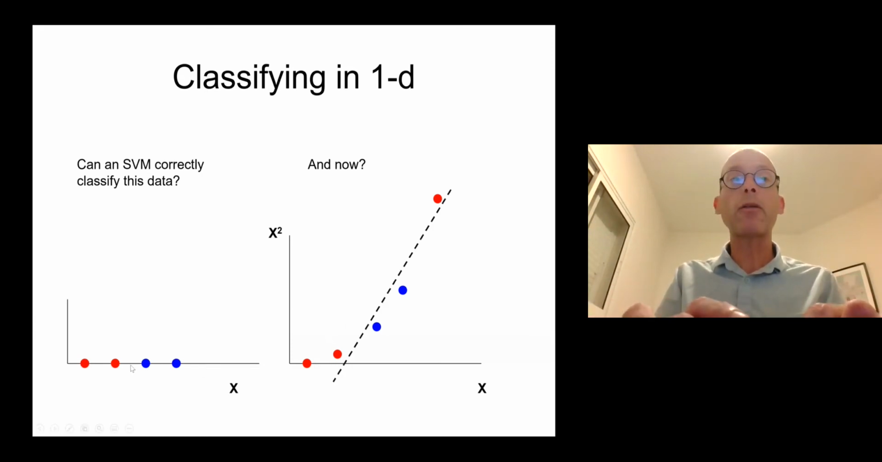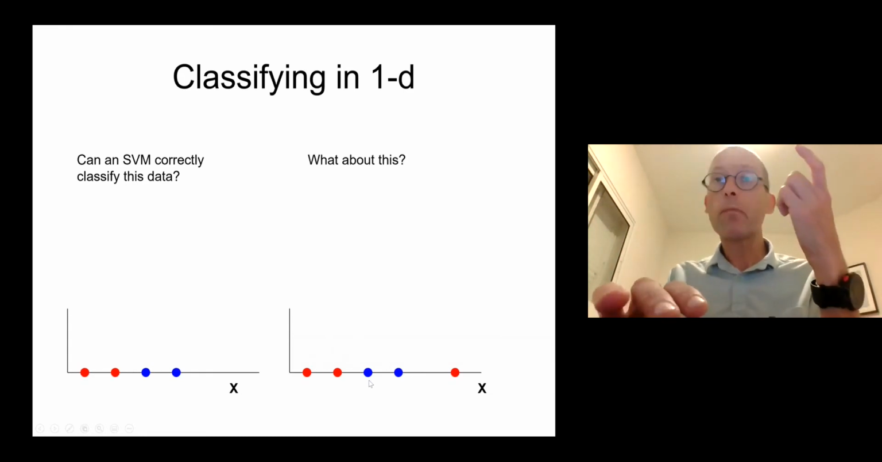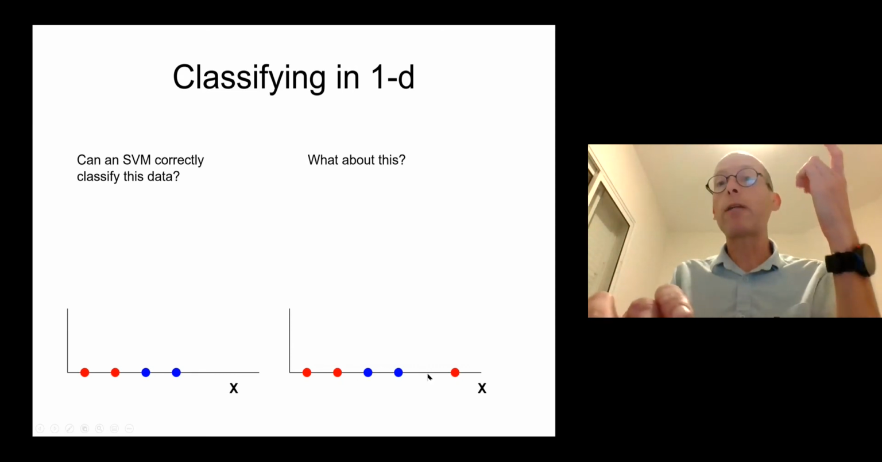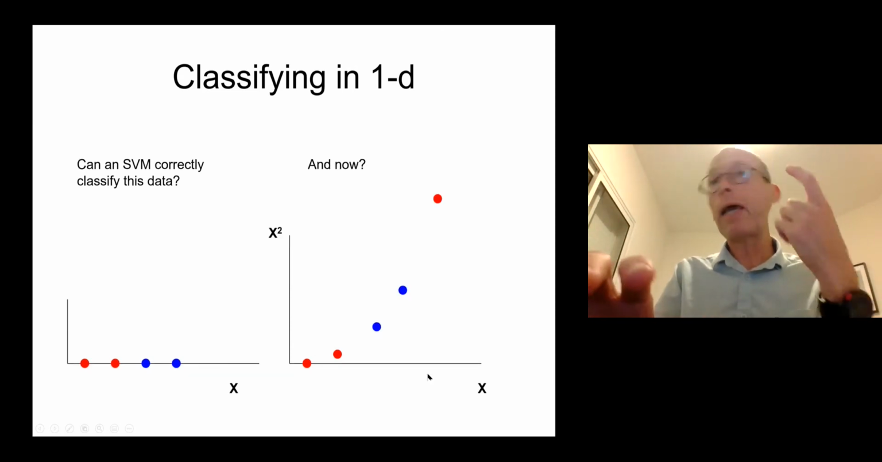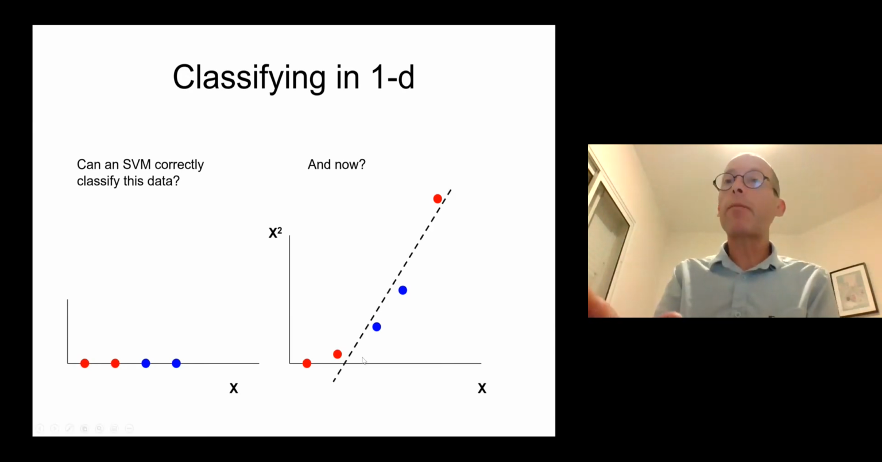These are not linearly separable in 1D. 1D is just one value. There's no value that will separate them. But in 2D, and again, this 2D means that we change the representation of the input, they become linearly separable.